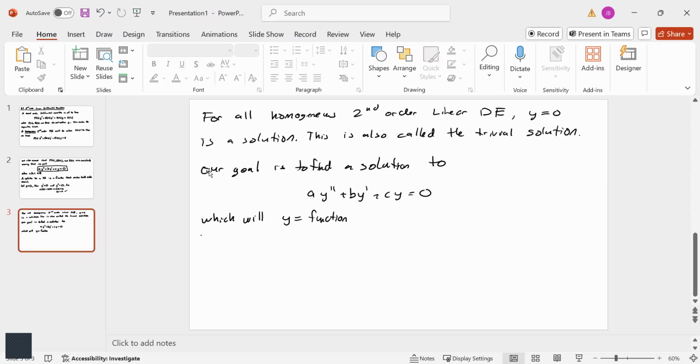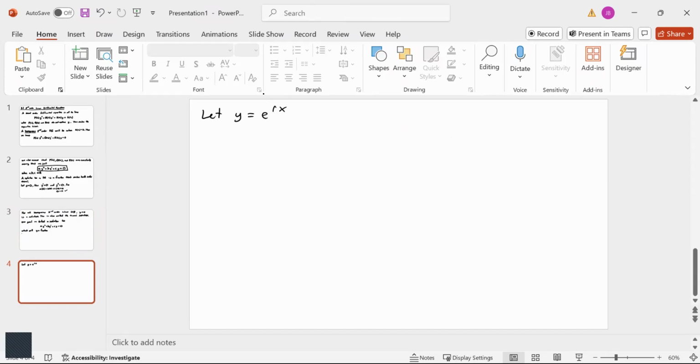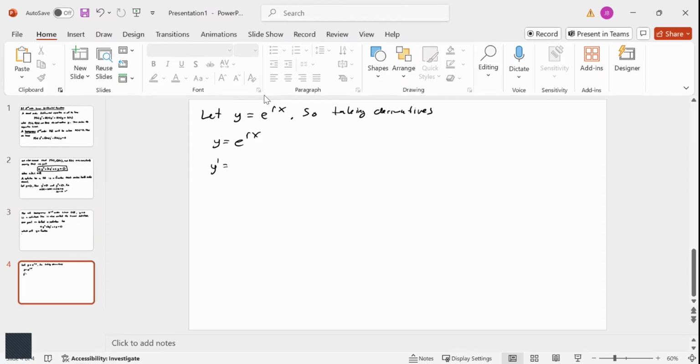So we say, okay, we're gonna start a new page for this. So we say let y be equal to e to the rx. That's our function. So taking derivatives, we get y is just equal to e to the rx. If we take the derivative, so the derivative of e to the x is e to the x, but the derivative of e to the rx, right? So you have to know r is a constant. So it's going to be r e to the rx.